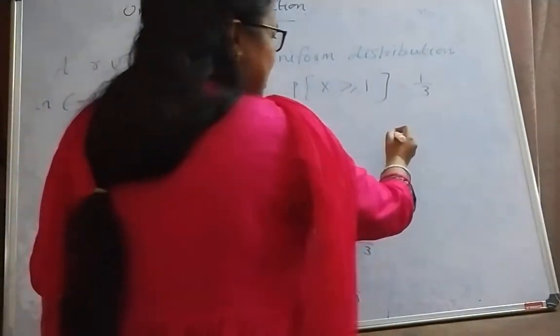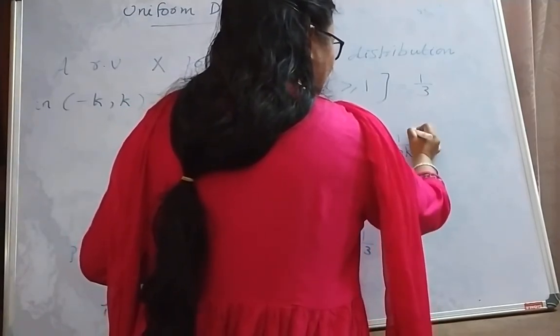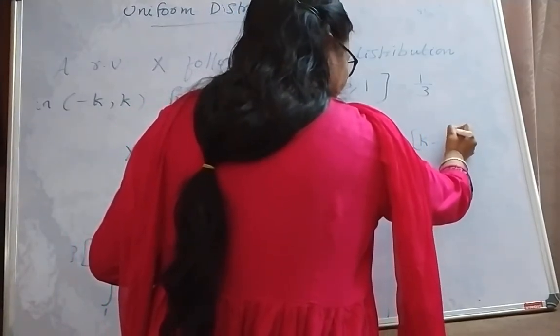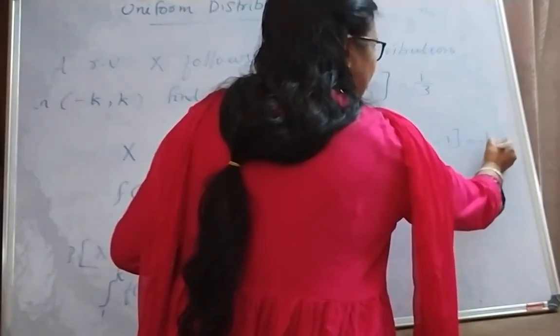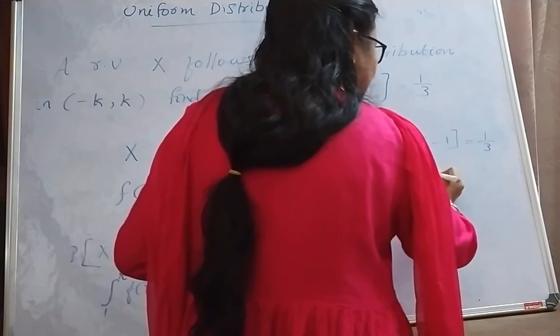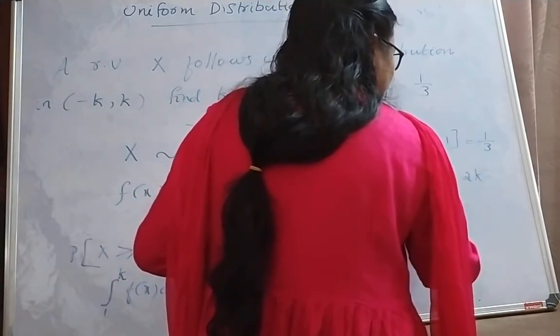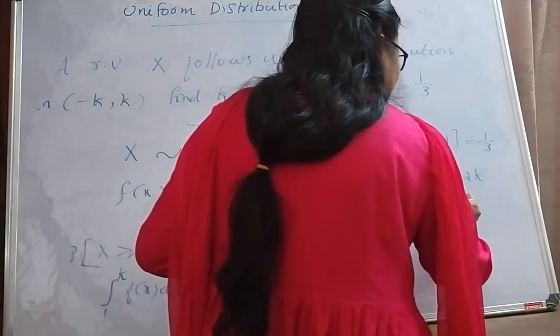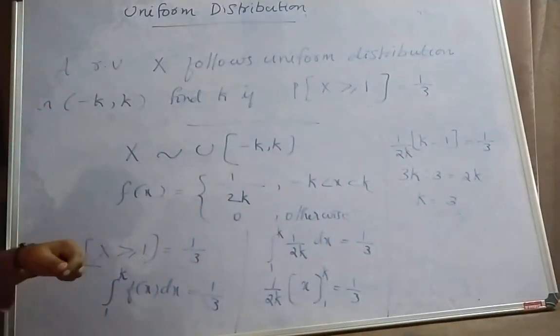Then applying the limits, upper limit k minus lower limit 1, equal to 1 by 3. Then 3k minus 3 equal to 2k. Therefore k equal to 3. Here we get the answer k equal to 3.